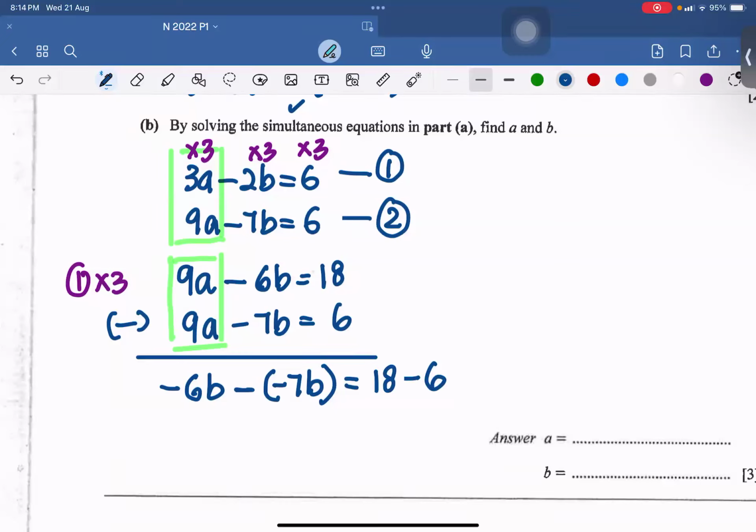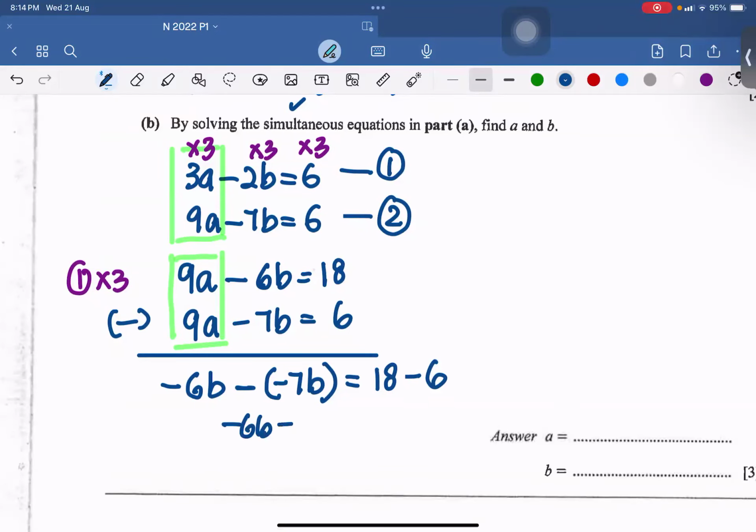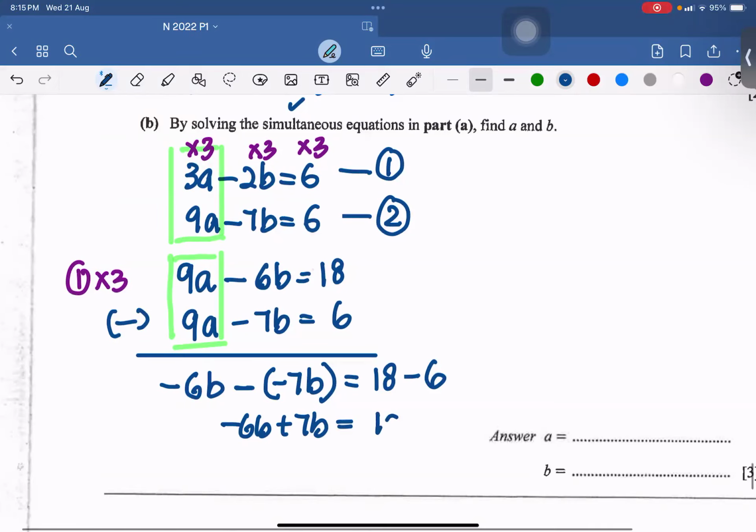Okay, then this part is 18 minus 6. So minus 6b minus minus becomes plus. Negative 6b plus 7b. 18 minus 6 is what? 12. So this one over here, 7 minus 6, 1. So 1 unit. So straight away, b equals the answer, 12.